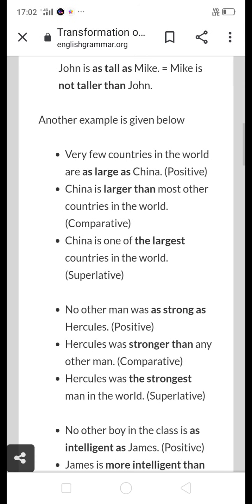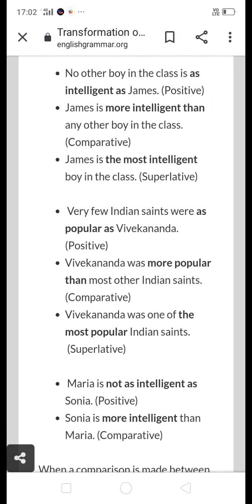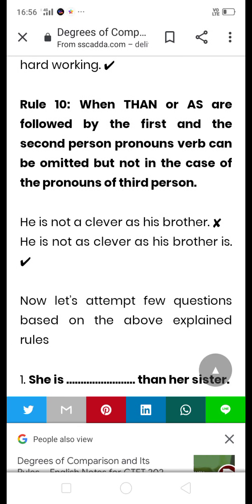Like this, here are given some examples. You have to study these examples, and after reading or writing them, you will understand this restricted and unrestricted form. And everyone, write the rules in your notebook.